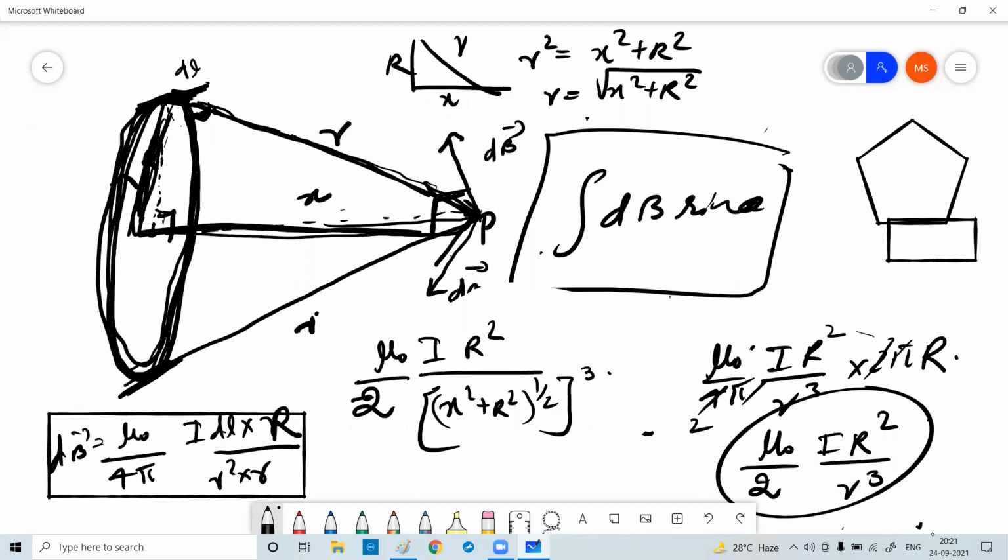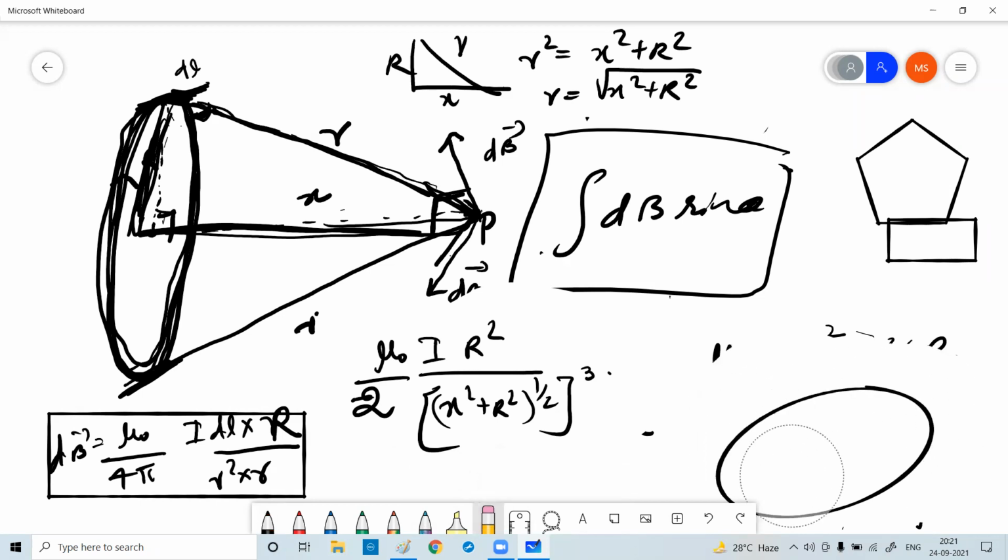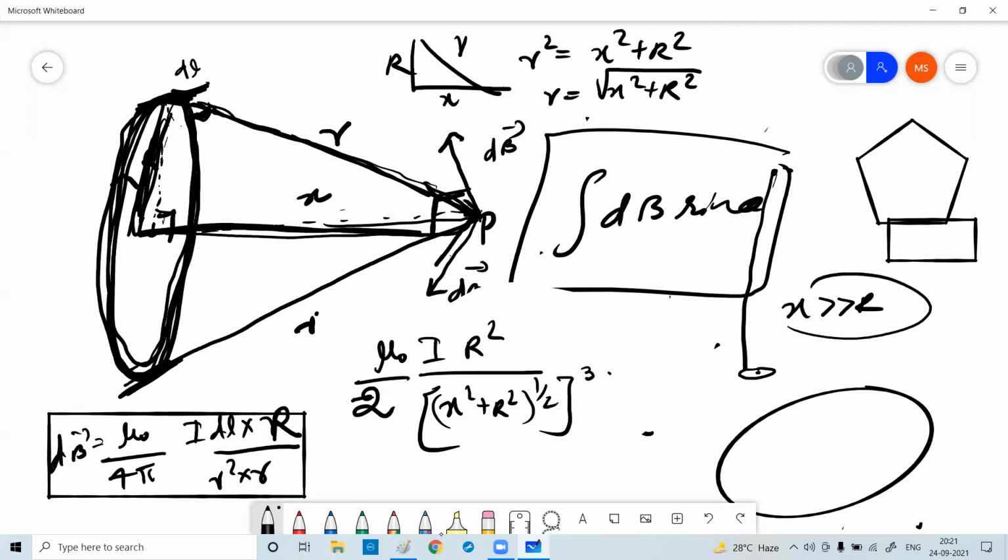So now tell me, if this radius, if this length is very big, that means this x is very big, we will have a special case. Like if the length x is very, very big, that means you have a small current carrying loop, but x is very big. It's very far. So x is greater than r.